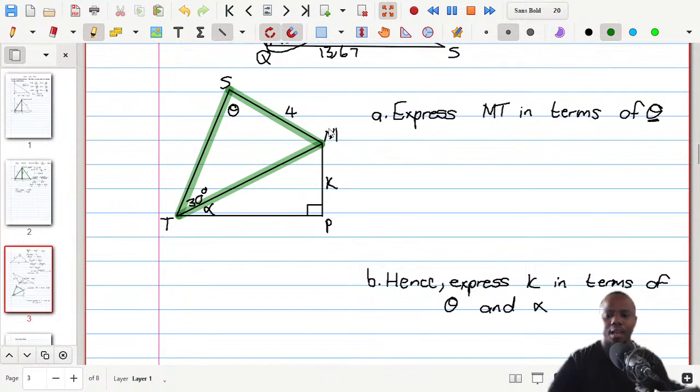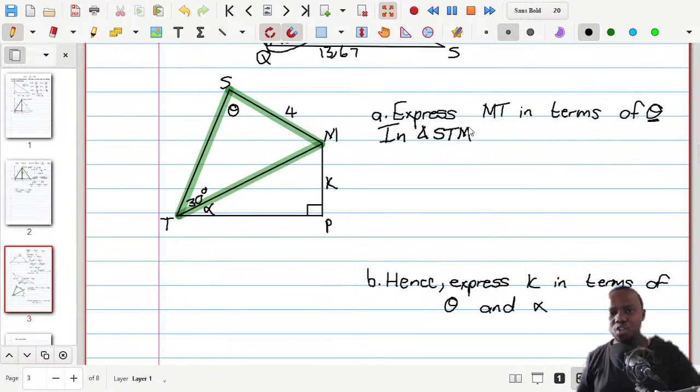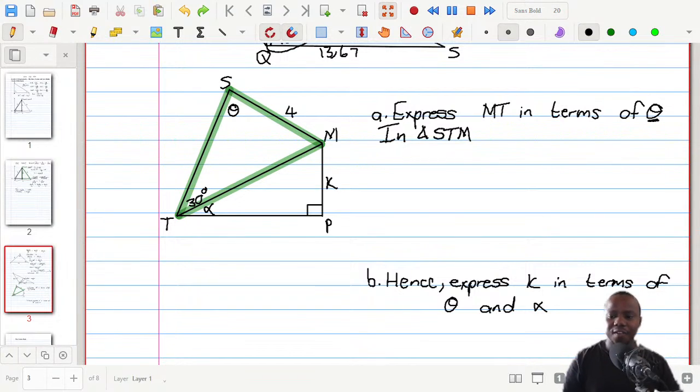Now, when you are writing, you need to indicate that whatever you are going to be doing here is in triangle STM. That way the marker knows when you're referring to an angle, which angle exactly you are referring to. Brilliant. When we look at triangle STM, we are given two angles and one side. We can actually use the sine rule. Now take note of something. It does not matter that we do not know what the value of theta is. The question says we need to express our answer in terms of theta, meaning that our answer is supposed to contain theta. What the value of theta exactly is, we're not interested in right now.